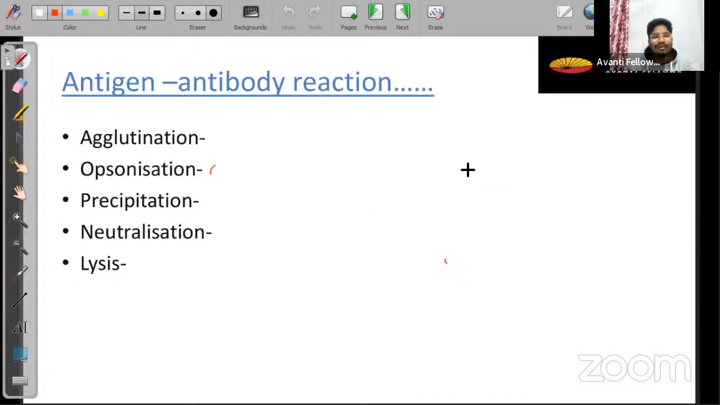Now we'll be talking about the antigen antibody reaction. Antibody is produced by a plasma B cell. The plasma B cell synthesizes antibody against the antigen or the pathogen, and the antibody is very specific.